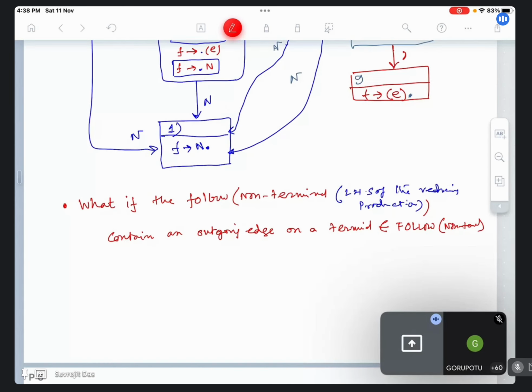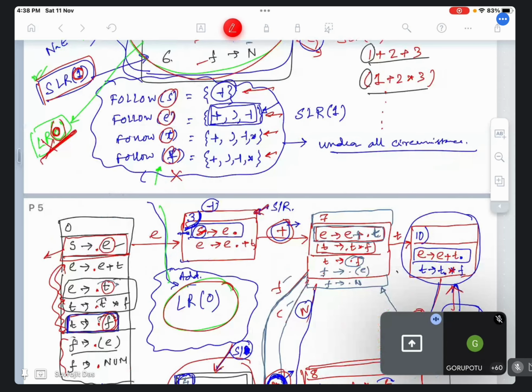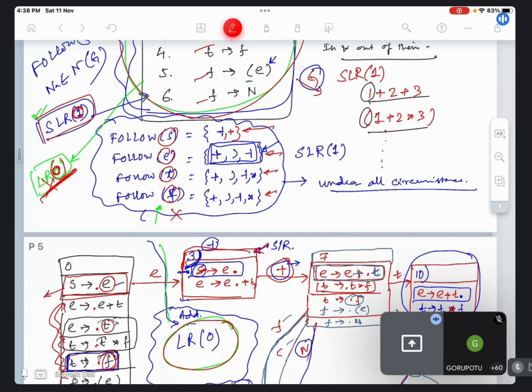Now the problem becomes harder if the follow sets contain those terminal symbols. For example, what if the follow of S has a plus? If you have a grammar in which follow of S has a plus, then the SR conflict of this state is not resolved. Do you agree? Yes or no?